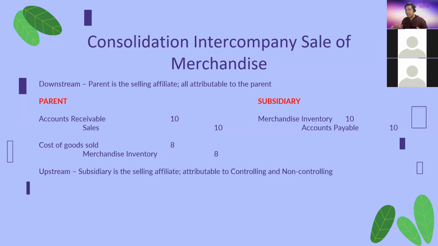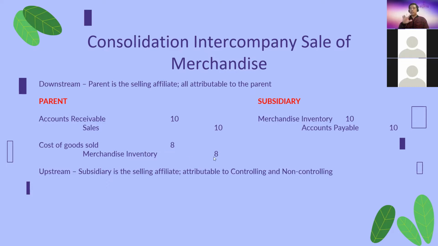But having said that, what about the recognition? Imagine this, on the separate books of the parent, when it sells to the subsidiary, these are the regular entries. Debit accounts receivable for 10, credit sales 10. Again, this is basic accounting. And then of course, the parent has to record the cost of goods sold and the decrease in merchandise inventory. So debit cost of goods sold 8, and credit merchandise inventory 8.